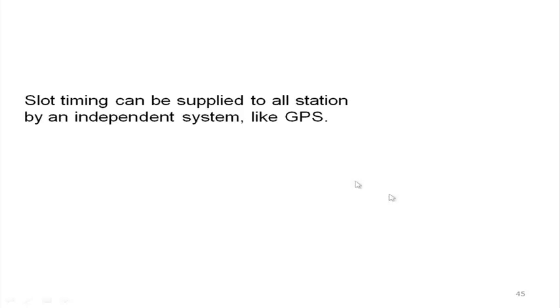This is called open loop synchronization. The slot timing can be supplied to all stations by an independent system like GPS. GPS, in addition to position, can give a very precise time. Its stability is very high because the GPS satellites carry atomic clocks. With this high stability, and all the stations receiving the same clock from the satellite, all of the stations are synchronized with respect to the GPS clock. That means the whole network is synchronized with respect to the GPS clock.